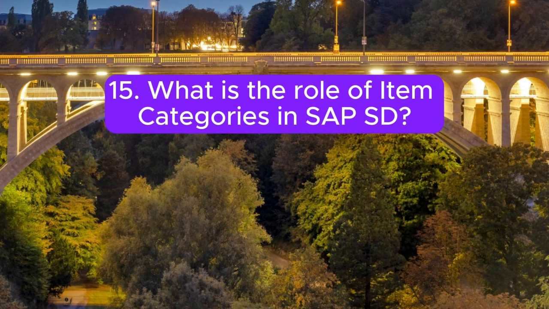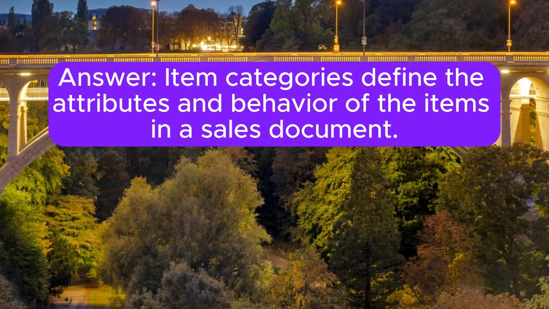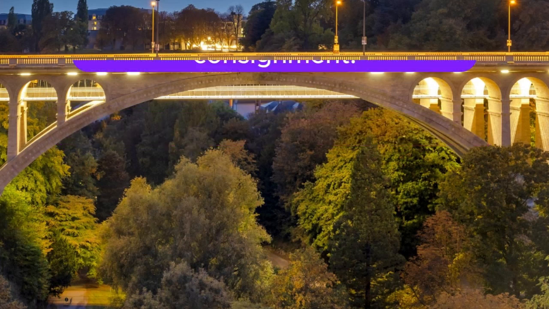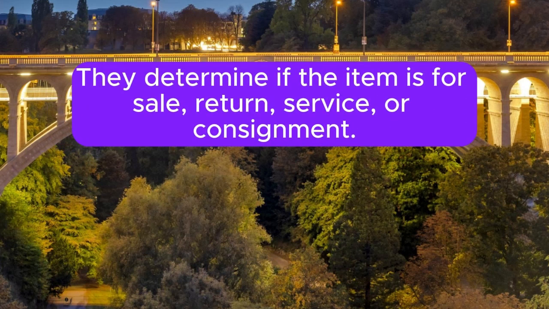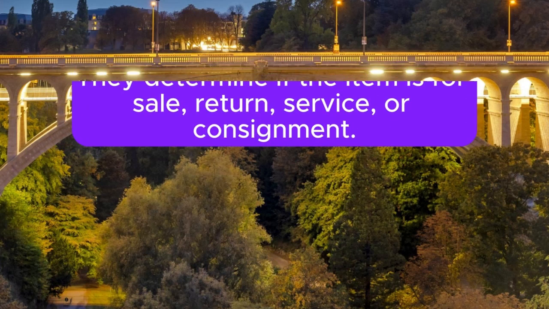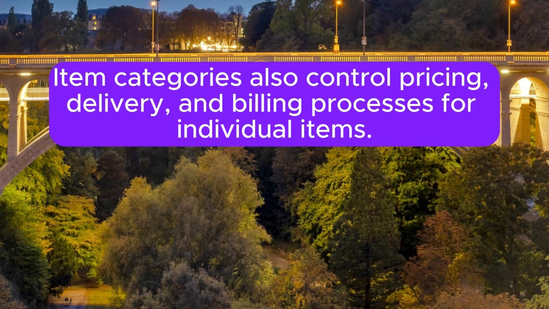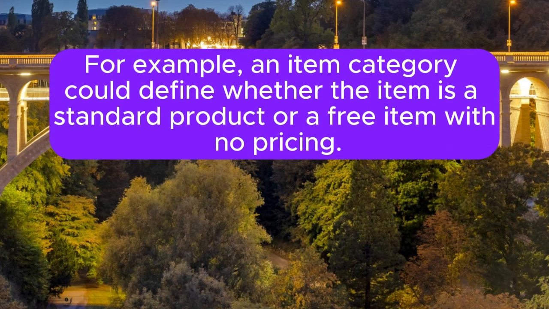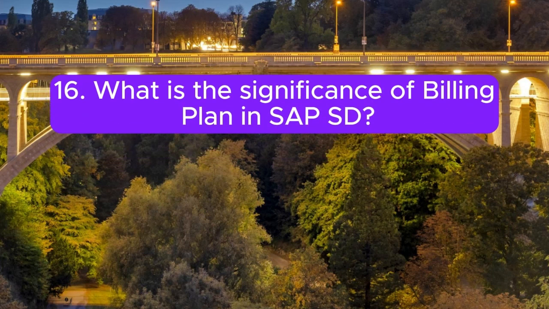15. What is the role of item categories in SAP SD? Answer: Item categories define the attributes and behavior of the items in a sales document. They determine if the item is for sale, return, service, or consignment. Item categories also control pricing, delivery, and billing processes for individual items. For example, an item category could define whether the item is a standard product or a free item with no pricing. 16. What is the significance of billing plan in SAP SD?